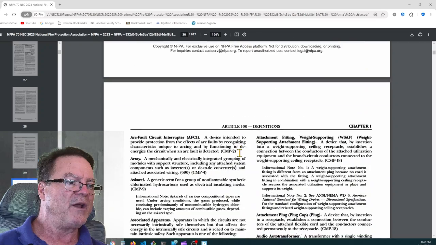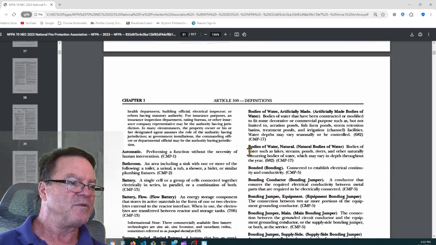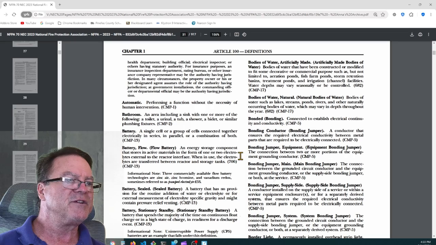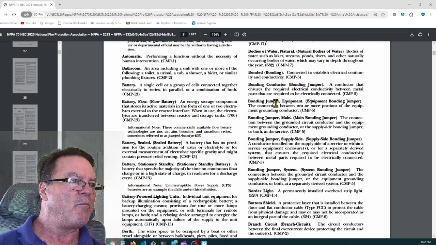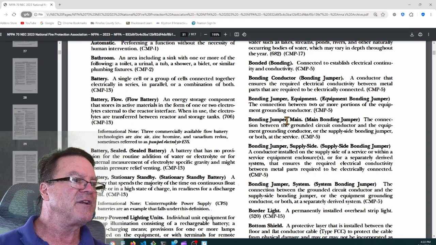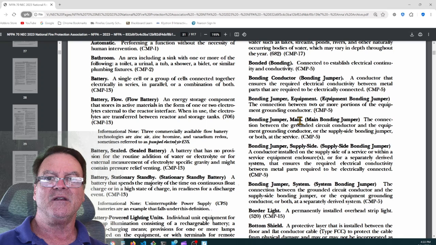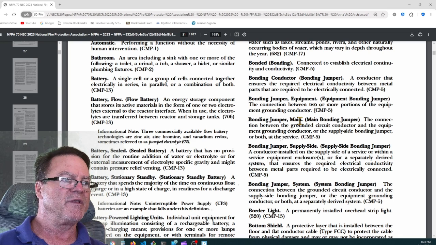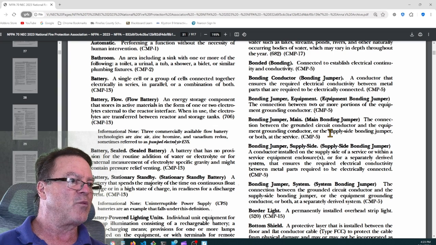Here's Chapter 1, Article 100 definitions. If I go to bonding jumper, we'll see bonding jumper, main. And bonding jumper, equipment: connection between two or more portions of the equipment grounding conductor. Bonding jumper, main: that's the one that connects the grounding electrode conductor with the grounded conductor, the neutral, and the equipment grounding conductors. It's the connection between the grounded circuit conductor and the equipment grounding conductor, or the supply side bonding jumper, or both, at the service.